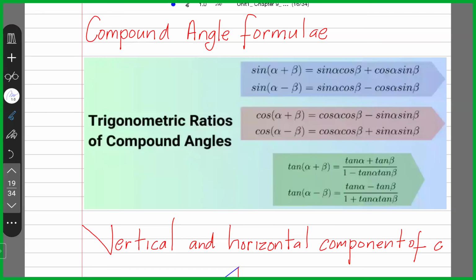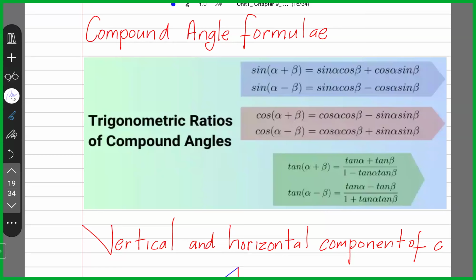All right, so next we're moving on to the compound angle formulae. So here's a summary with the compound angle formulae. Sine alpha plus beta is sine alpha cos beta plus cos alpha sine beta. Sine alpha minus beta is sine alpha cos beta minus cos alpha sine beta.